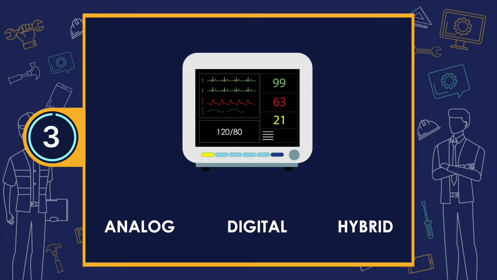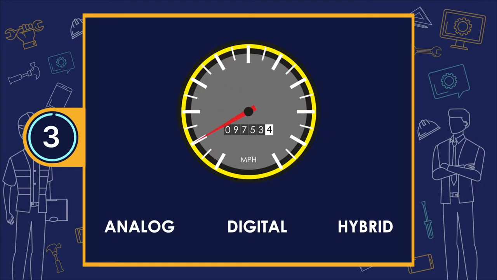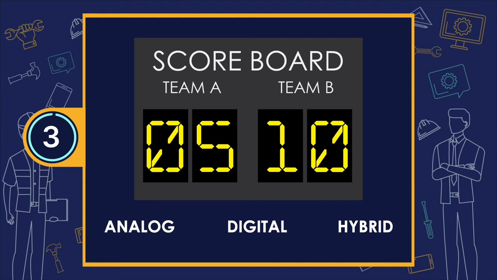Here is the third photo. A vital signs monitoring machine is found mostly in all hospitals to monitor your blood pressure, heart rate, respiratory rate, and many others. Time's up! This one is an example of a hybrid computer. Let's go to number 4. A speedometer displays the speed of your vehicle. The correct answer is analog computer. And the last photo is a scoreboard. Time's up. This one is an example of a digital computer.